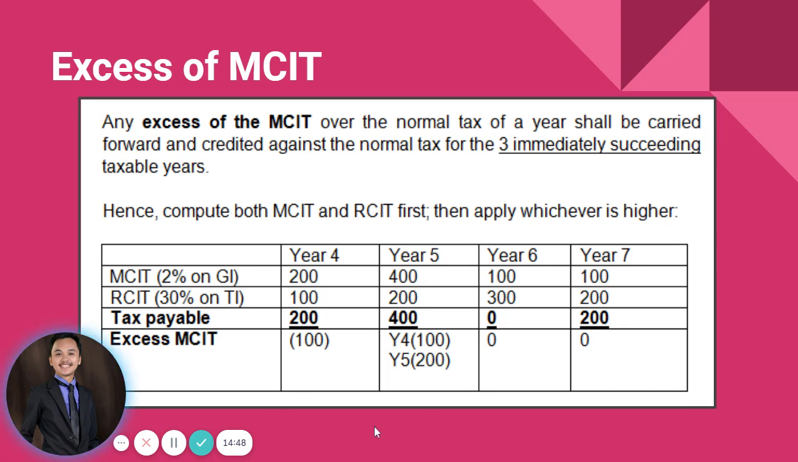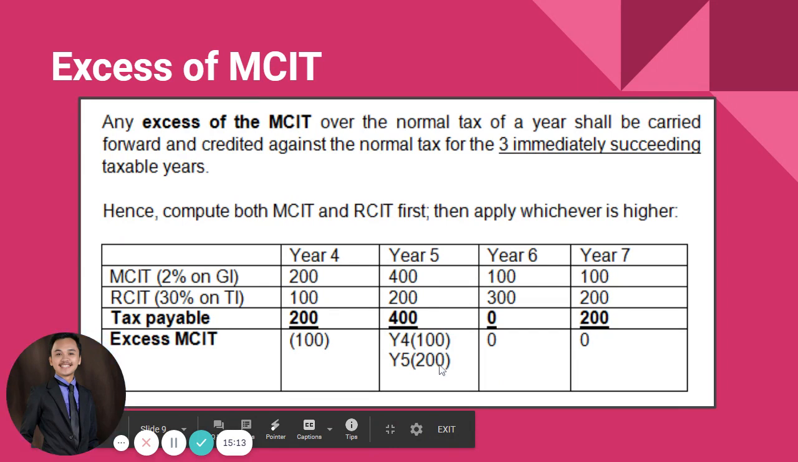But take note, guys, the 100,000 has only 2 more years left. Okay? Because 3 years lang ang prescription period. The year 4 excess MCIT of 100,000 has only 2 years left. That means if it cannot be used for the next 2 years, this 100,000 will be forfeited. Okay? It will no longer be used as tax credit. But the 200,000 still has 3 years.